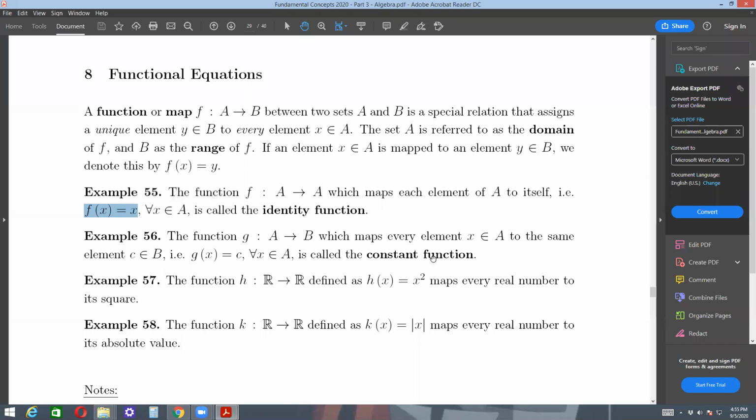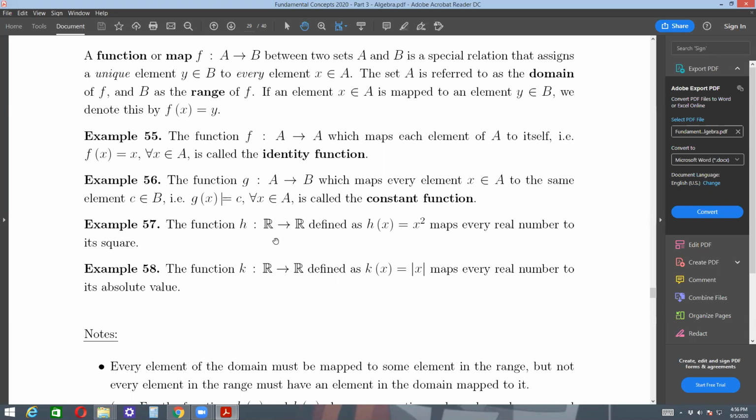You can also have a constant function where basically you take every element in A, and you map it to some constant in B. Right. So in this case, everything in A gets mapped to a single value in B. Right, and you can have other functions like this defined here. So h of x is x squared. Now this is from reals to reals, right? So it takes every real number and maps it to the square of that number.